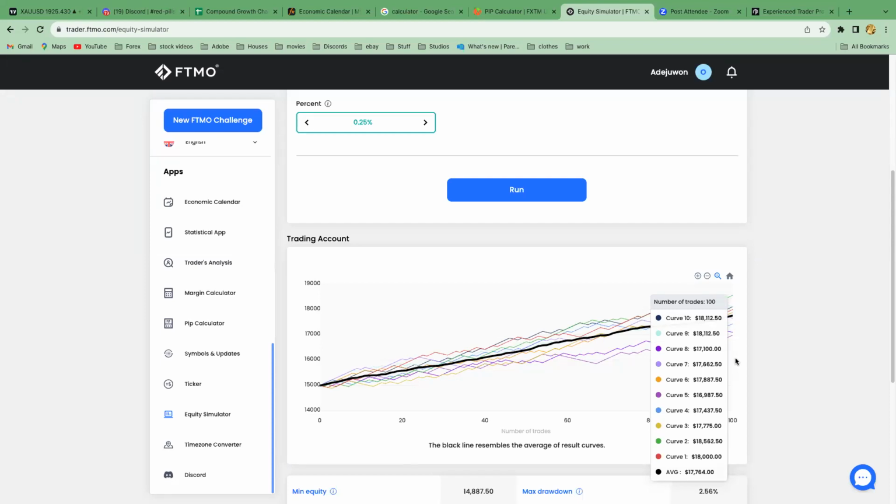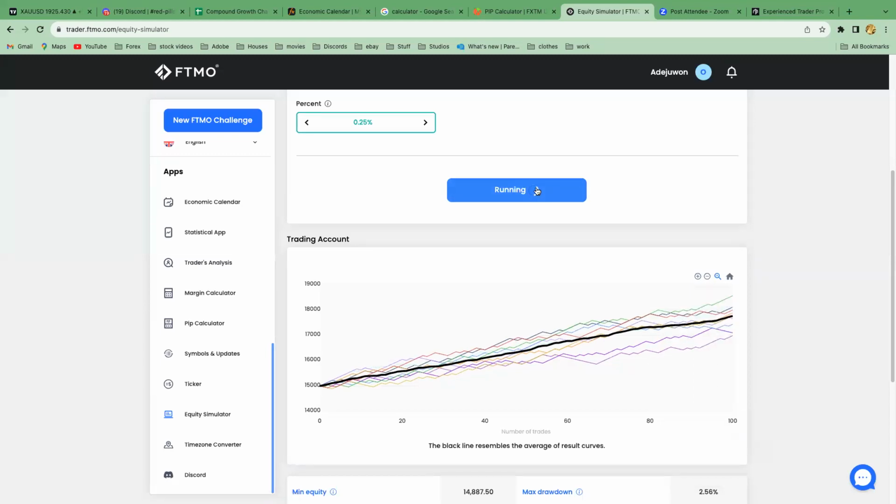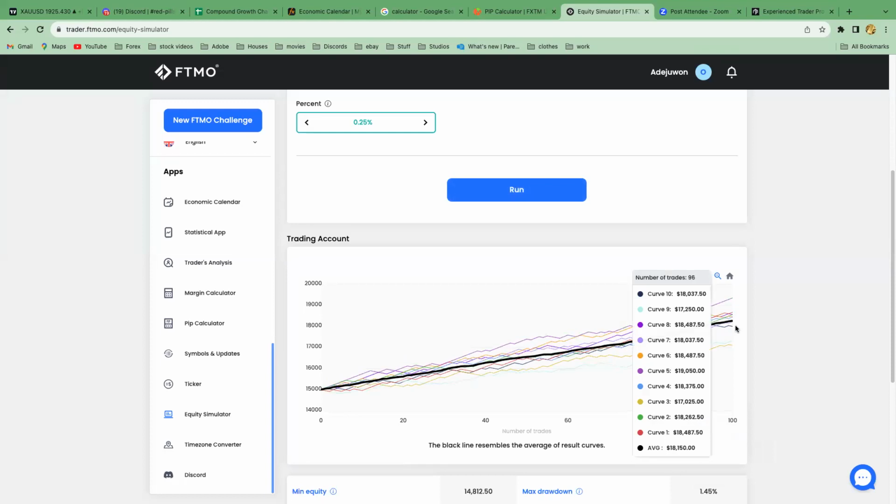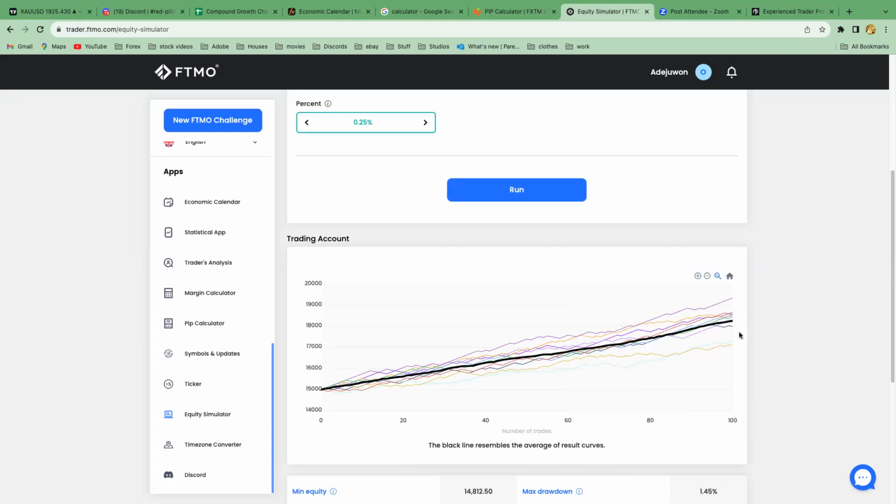So there you can see you obviously passed a prop firm account like this. And even if you run the simulation again, it will give you a different figure this time. So now it's 18,000. You can see towards the end. So this is what happens. It's showing you that if you're consistently doing the strategy I'm going to show you over a period of time, you are going to be making money.